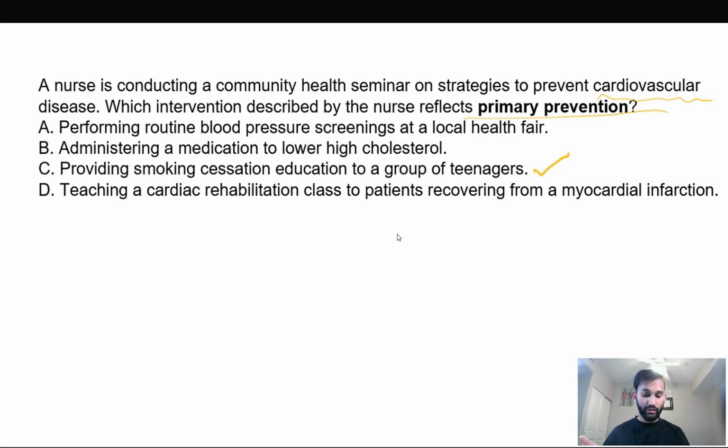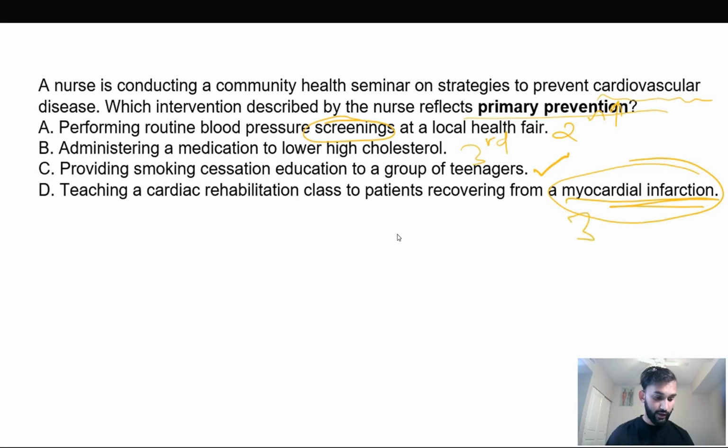Why? We have option A, performing routine blood pressure screening. When we have the word screening, that's secondary. Option B, administering a medication to lower high cholesterol. That's your tertiary. You already have a problem and now you're trying to do something to reduce it from getting further worse. Option D, teaching a cardiac rehabilitation class to patients recovering from MI. So you already have a problem and now you are doing things to reduce it from further happening.